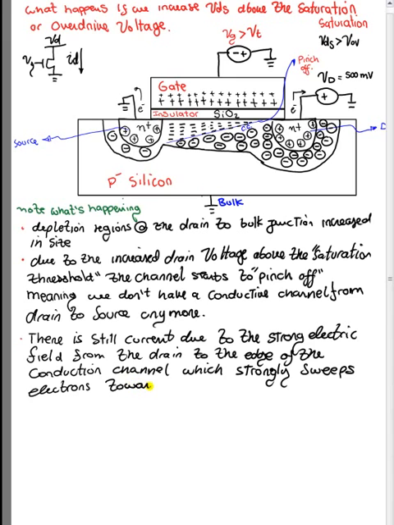Right? So now you got a stronger electric field pointing from this over to the edge of the conduction channel, right? So even though there is not a conduction channel, if an electron is to be found in this region, which is totally possible because now we got an N plus, a lot of electrons in there, then it's going to be strongly swept across until it reaches this conduction channel right here. That's actually what happens.